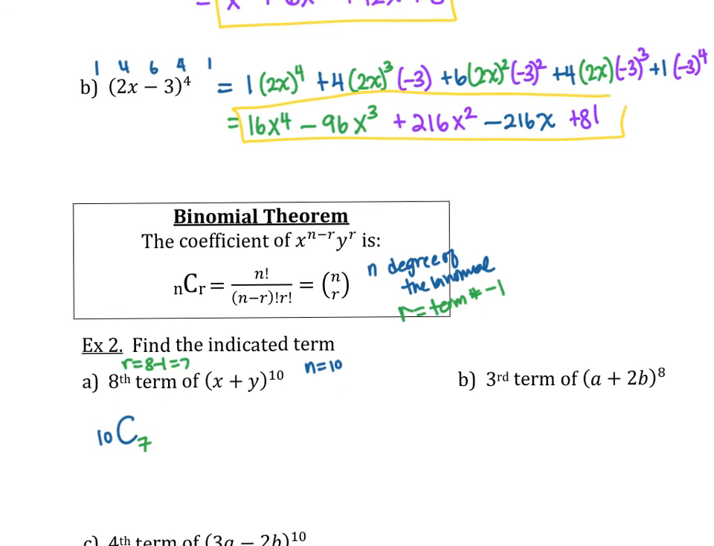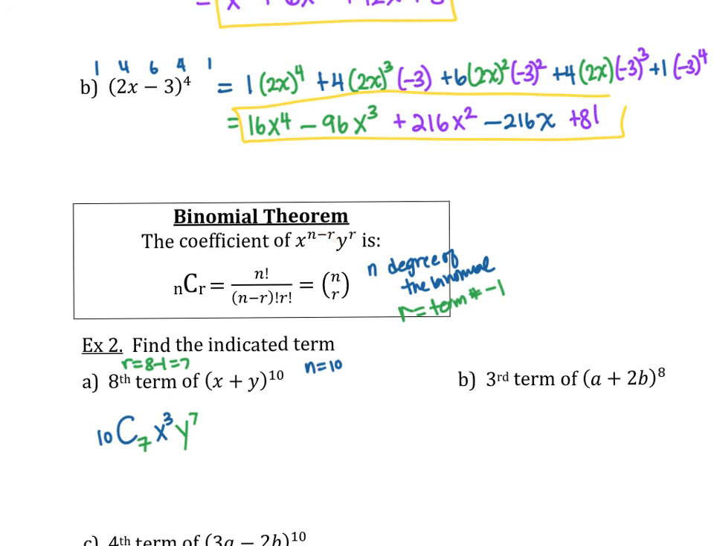Now this number, remember, is telling me the degree of the y, so I'm going to fill that in first. So this is x to the something, y to the something. The y is to the 7th. I want to know what the degree on the x is. These two have to add up to 10, so this must be 3. Or according to this formula, it's n minus r. So 10 minus 7 would give me 3 there.